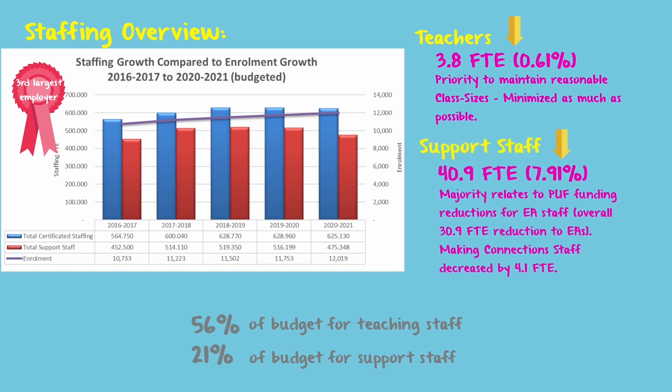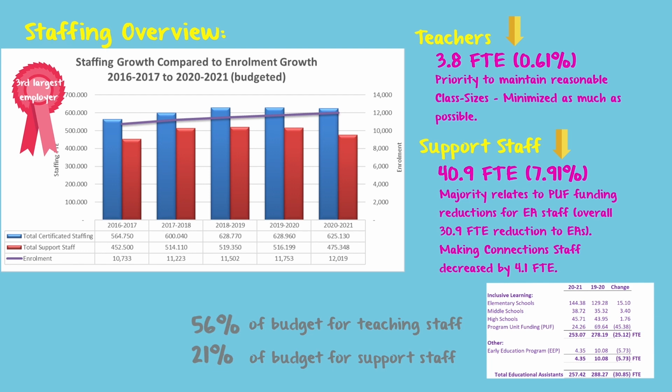Support staff had a larger decrease, a 40.9 full-time equivalent reduction in staffing, accounting for 7.9%. The majority of this reduction specifically relates to a 30.9 FTE reduction in educational assistance. This reduction in educational assistance mostly relates to the kindergarten PUP program. There were also additional reductions in support staff in the instructional and administrative programs.